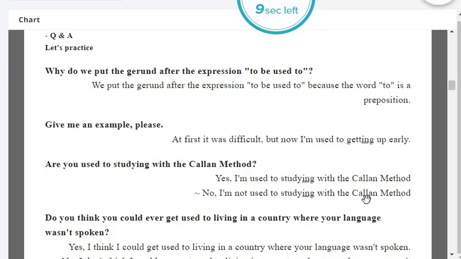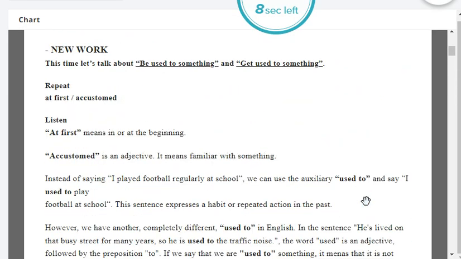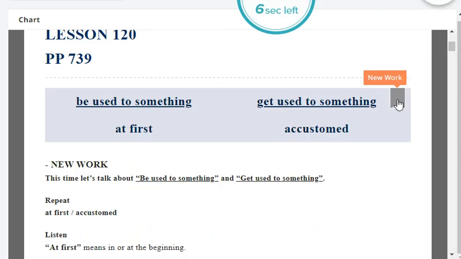Right? Are you used to studying with the Callan method? Yes or no? Yes, sir. Okay, but we answer that next lesson. Okay, so we stop there for today. Thank you very much.